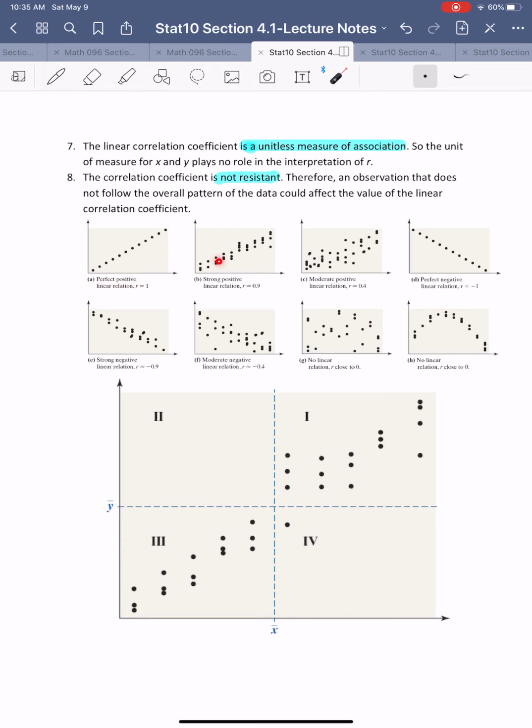So the first case is a perfect positive linear relation. This one is getting close to 1, so a strong positive linear relation. This is about R equal to 0.4, which is a moderate positive linear relation. This is a perfect negative linear relation, then a strong negative linear relation, and then a moderate negative linear relation. And this one is all over the place, so no linear relation. This one is also not a line, so it is a non-linear relation.